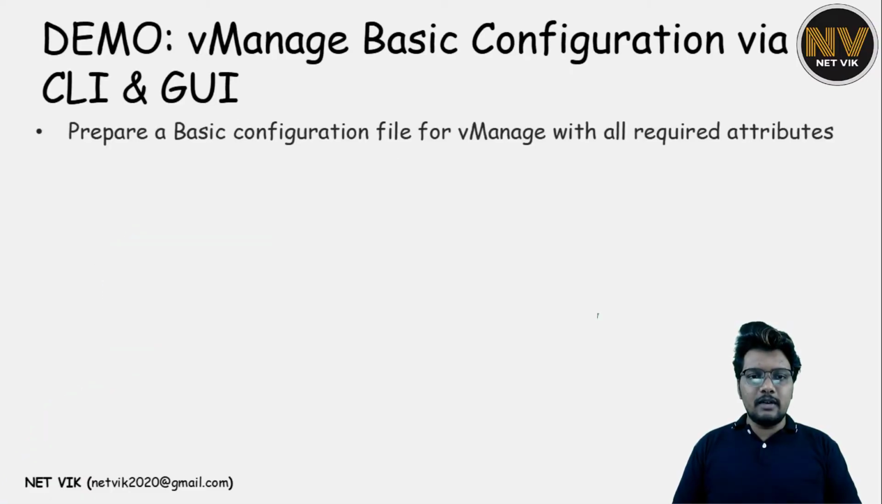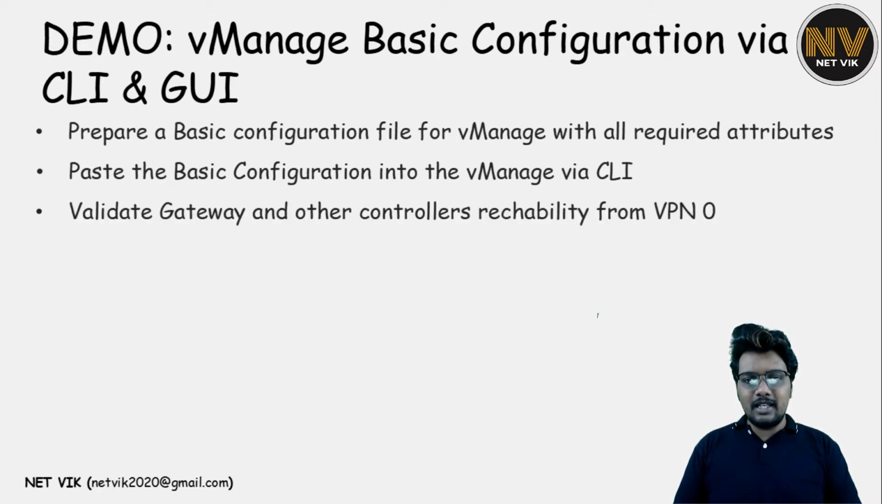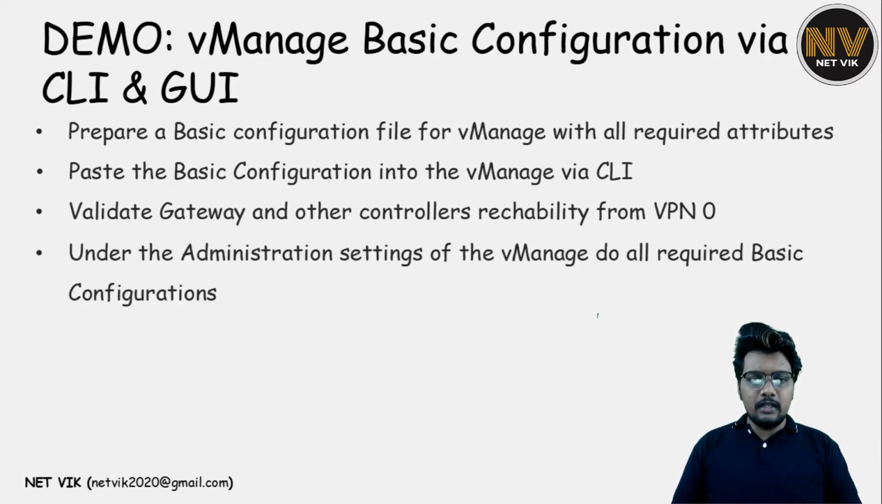To start off, we will prepare the basic configuration file for the vManage, and then we will paste the basic configurations which we have prepared into the vManage CLI, and then we will validate the controller's reachability via VPN 0 and also the gateway. Followed by that, we will get into the GUI of the vManage, and there we have to do some settings which I will walk you through and we will do it together.